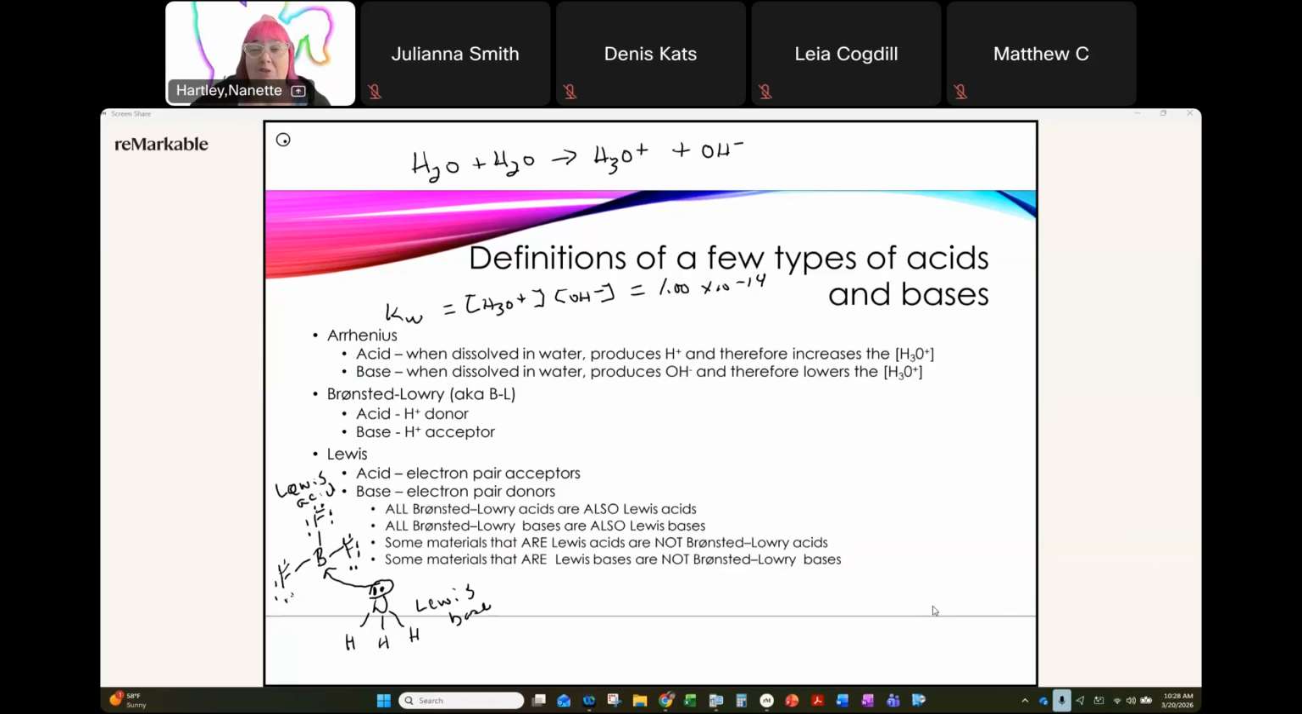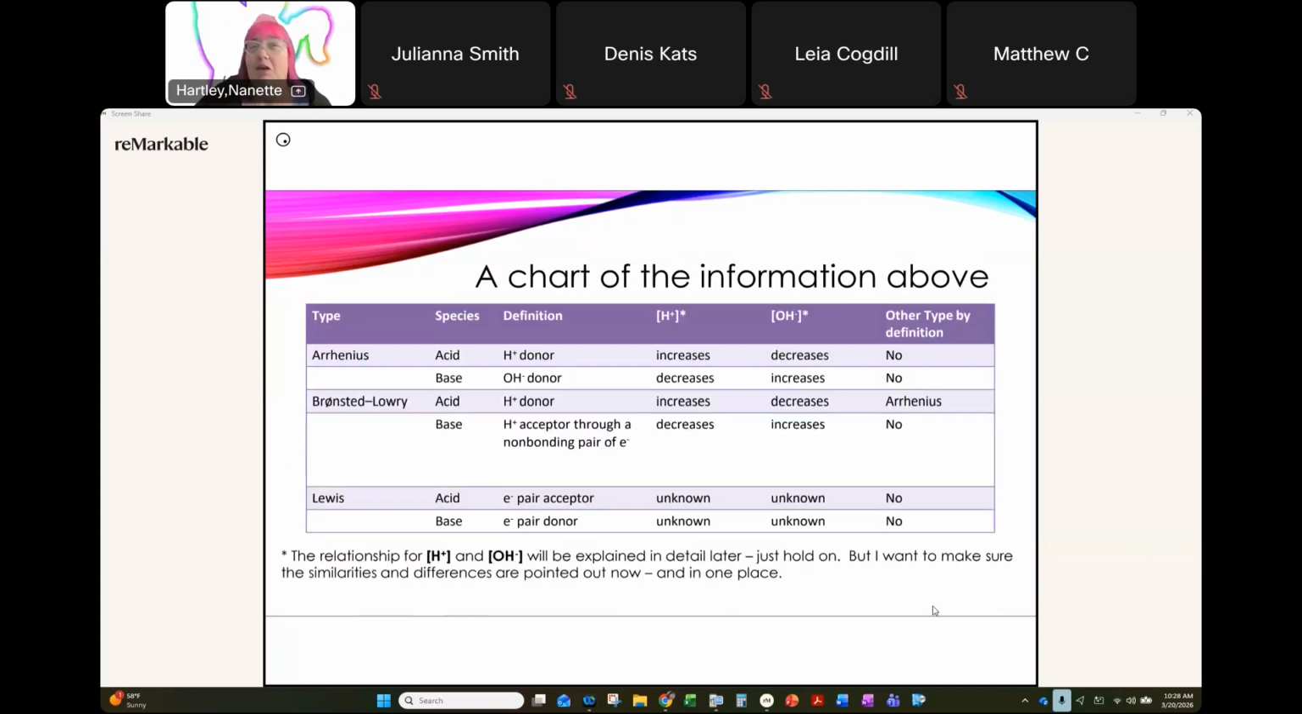All right. So I like charts. For me, this was easier to look at and to try and pull all of that information together. So my Arrhenius acids donate protons. The H plus will increase, the OH minus will decrease. It's not necessarily by definition another type of acid. When we talk about Bronsted-Lowry acids, we still have that H plus donation. It increases the H3O plus, decreases the OH minus, and by definition is the same as an Arrhenius.